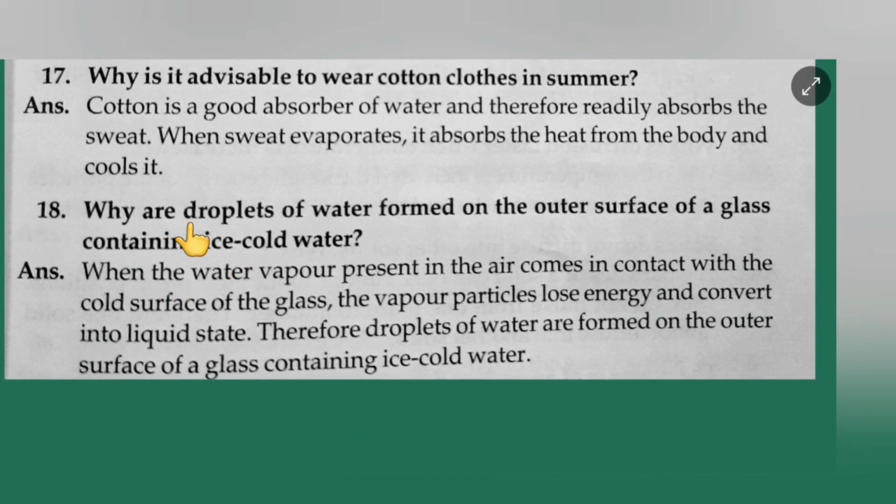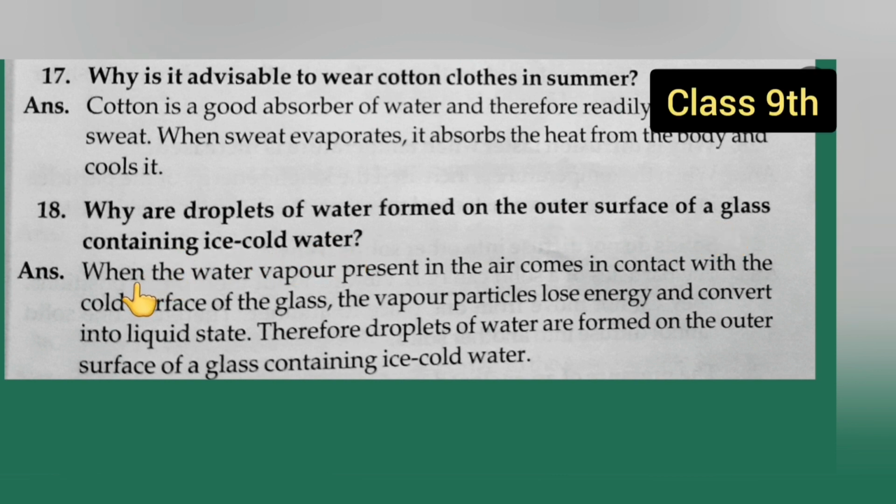Next, why are droplets of water formed on the outer surface of a glass containing ice cold water? When the water vapor present in the air comes in contact with the cold surface of the glass, the vapor particles lose energy and convert into liquid state. Therefore, droplets of water are formed on the outer surface of a glass containing ice cold water.